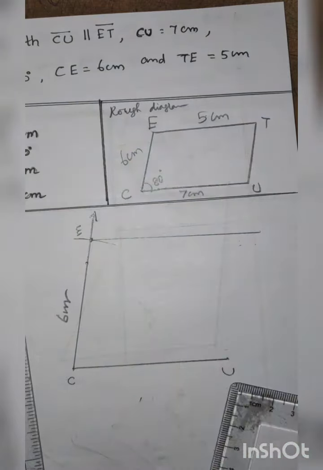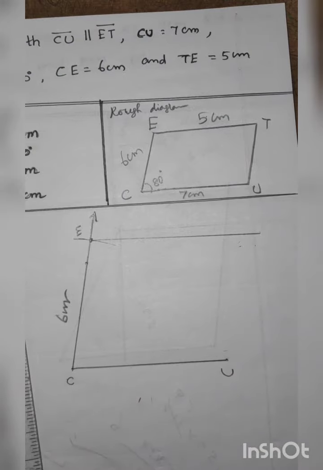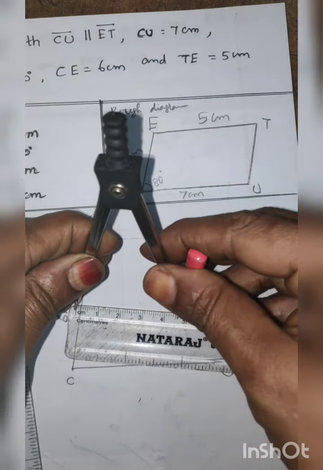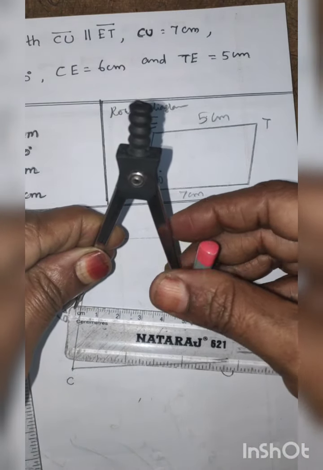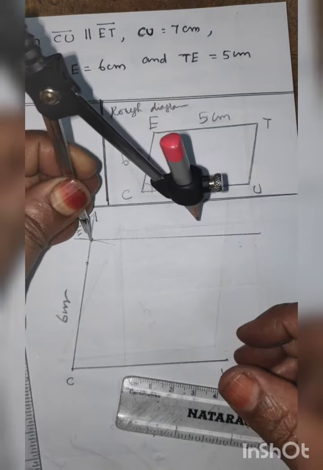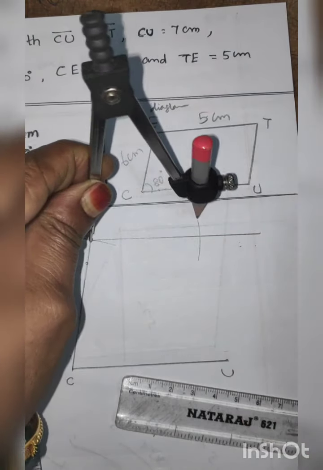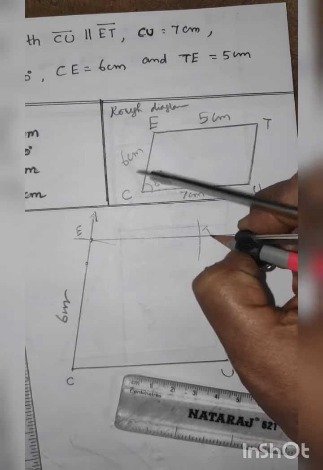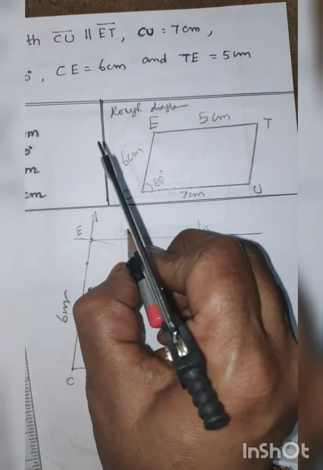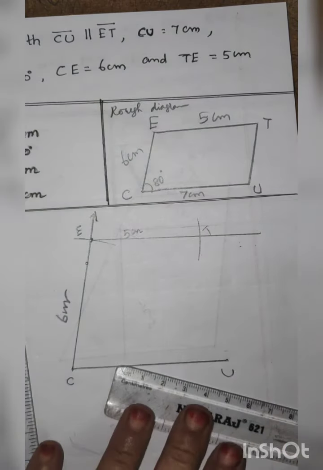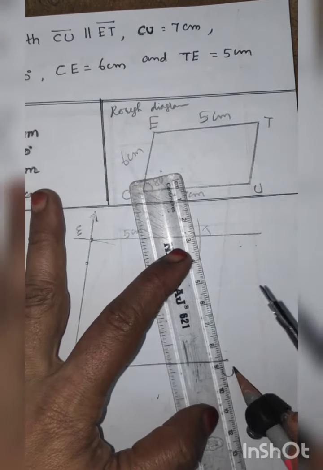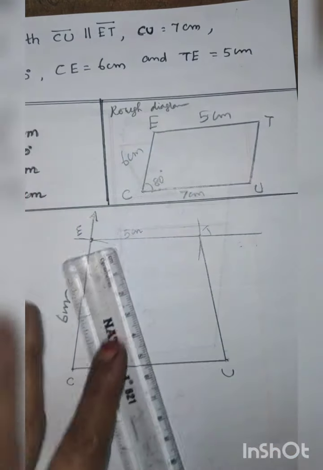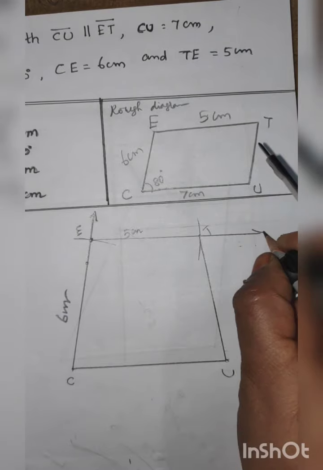Now cut the arc. How much centimeter do we want to measure? 5 centimeter. Using the scale and compass, cut the arc 5 centimeter correctly. Keep it in the compass and cut the arc. The point that comes is the T point. Write 5 centimeter. How to join the line? Do not join there. After cutting the arc, join only the C point and the T point. Put in the arrow mark.